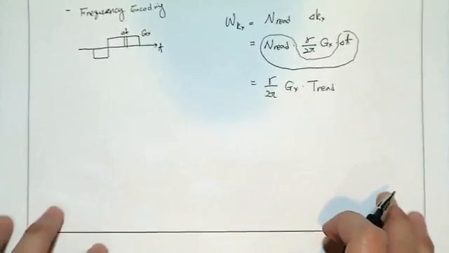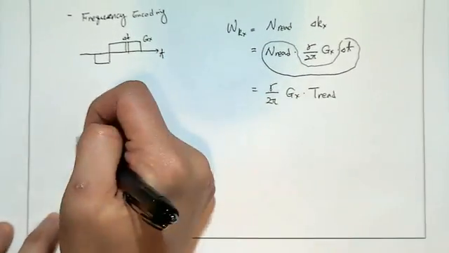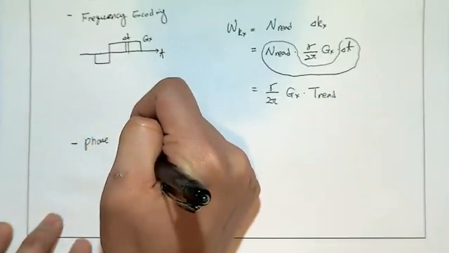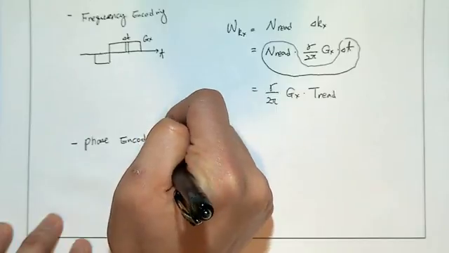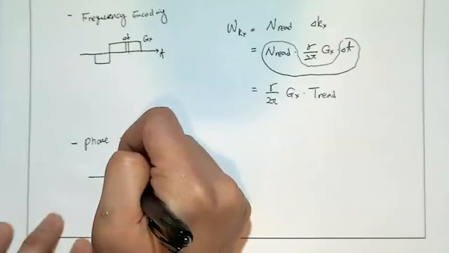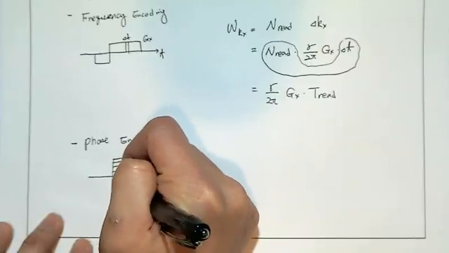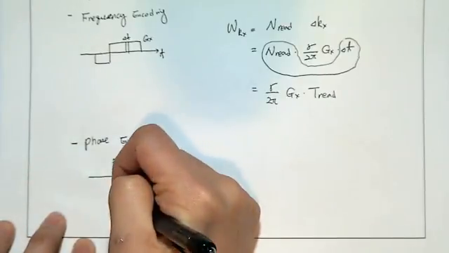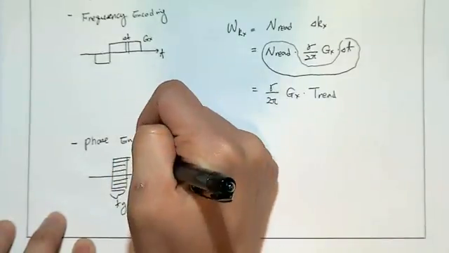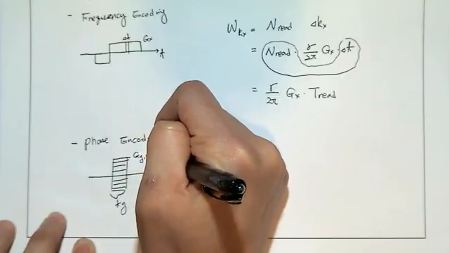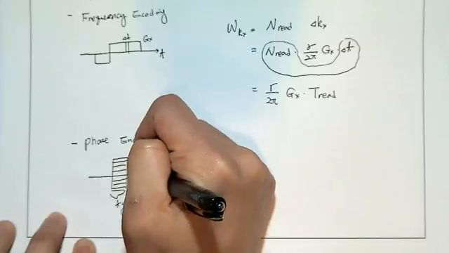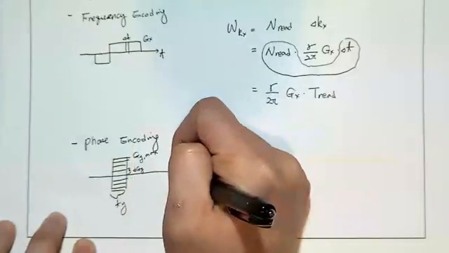Okay. Next one is phase encoding. Again, you have this and this, different values. You have Ty, you have maximum Gy value, and delta G1 time.